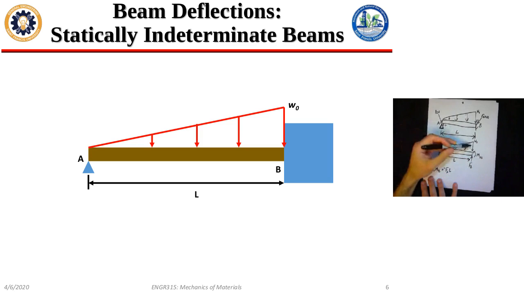Does the distributed load make a moment around B? Yeah. And how much of a moment does it make? You need to find the centroid. Right, so you need to find the area of this load distribution. The height is W naught, it's L long, and it's a triangle, so it's base times height over 2. That gives us the area of that distribution.